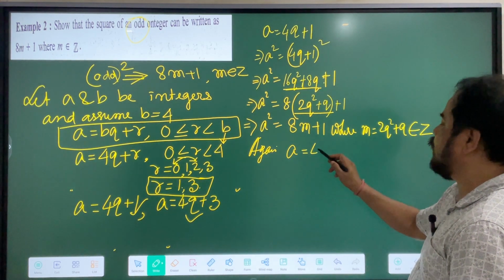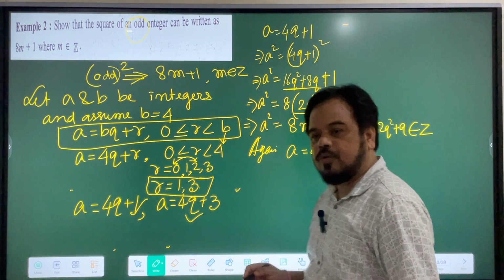Again, A is equal to 4Q plus 3. Here also we will do squaring.